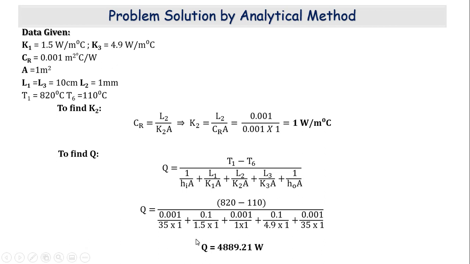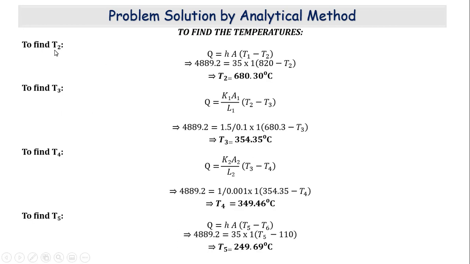Using this parameter Q, we shall find the individual temperatures T2, T3, T4 and T5. Now let us see how the value of the temperature T2 can be calculated. Since the first mode of heat transfer is through convection, we shall use this formula: the heat transfer is given by h, the heat transfer coefficient through convection, times the cross-sectional area, times the difference T1 minus T2, that is nothing but the delta T. So the Q value is known, h is known, A is known, and T1 is already given in the problem statement.